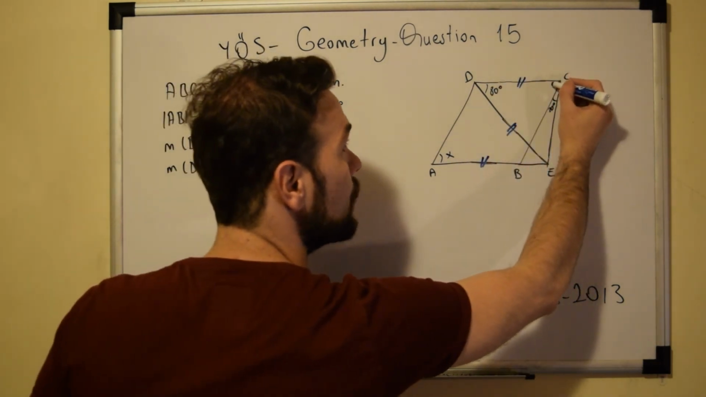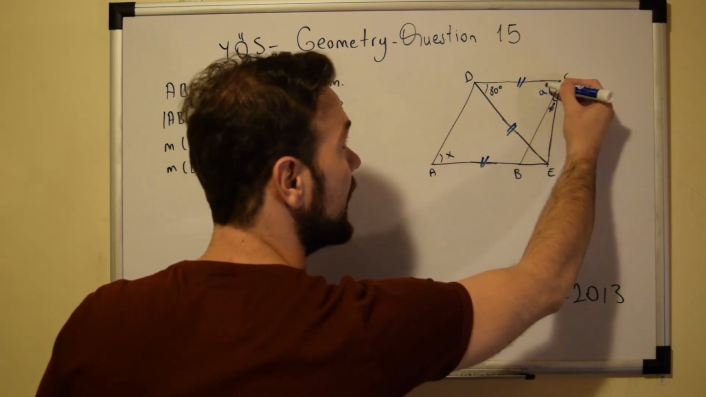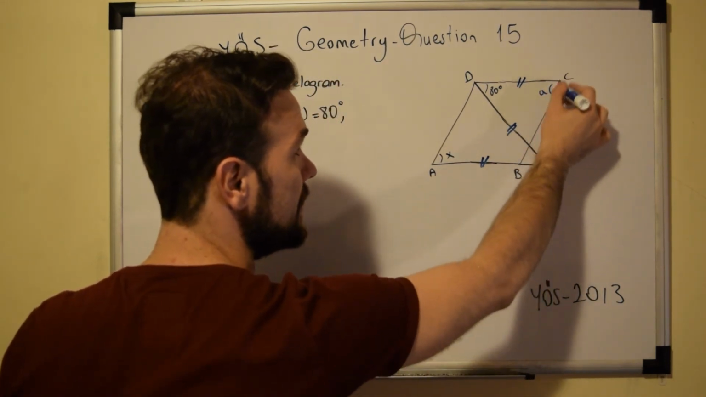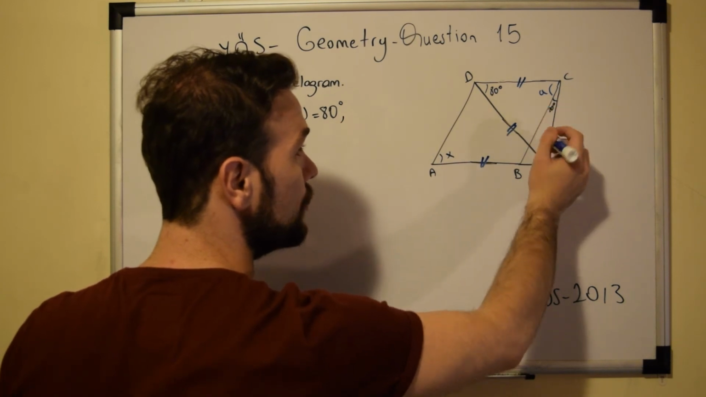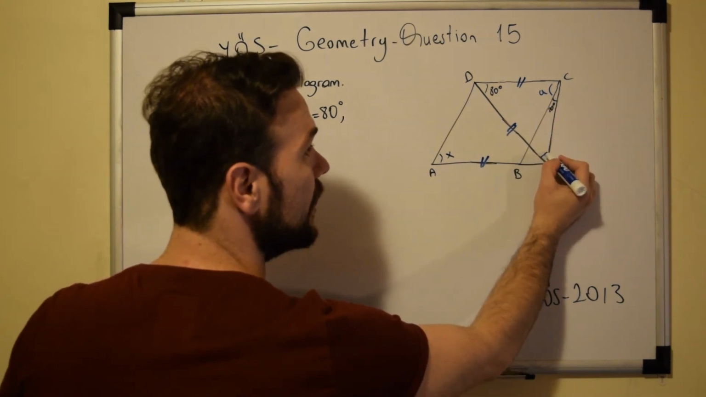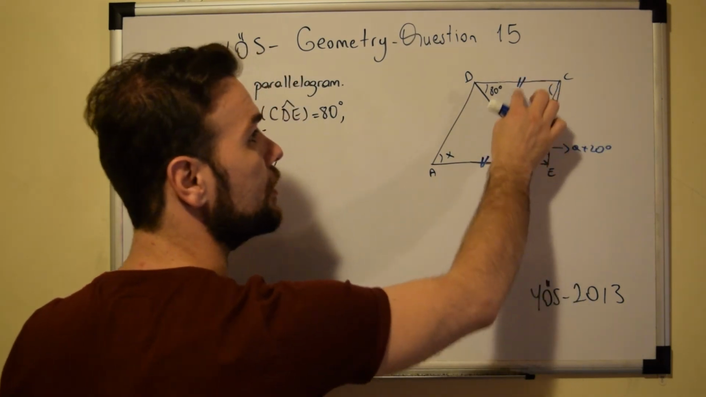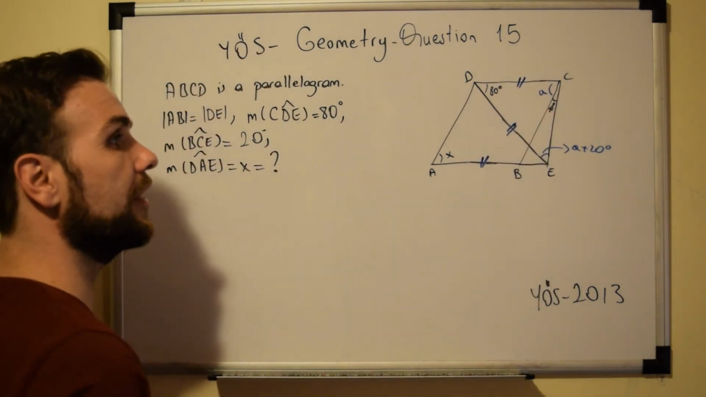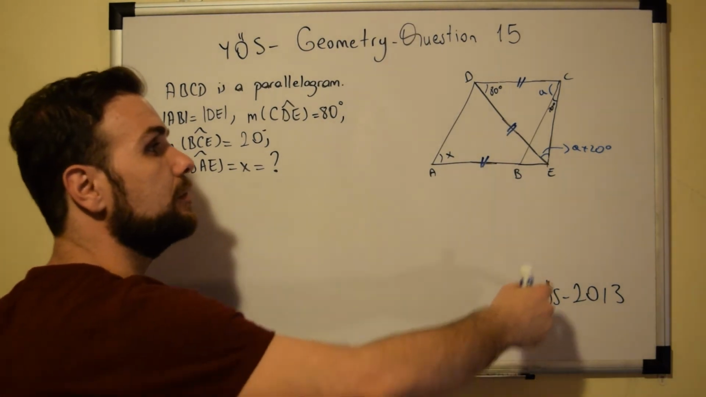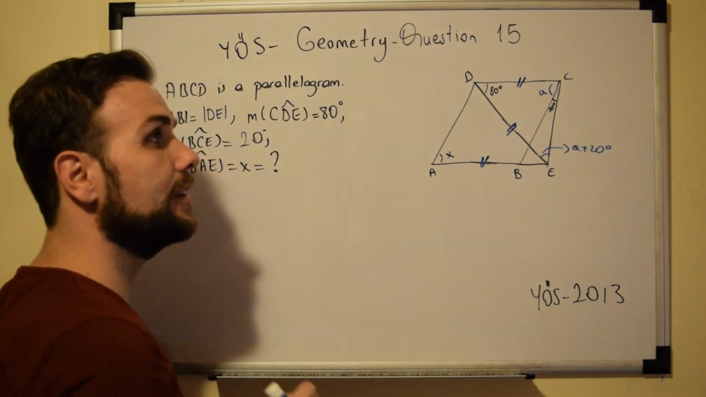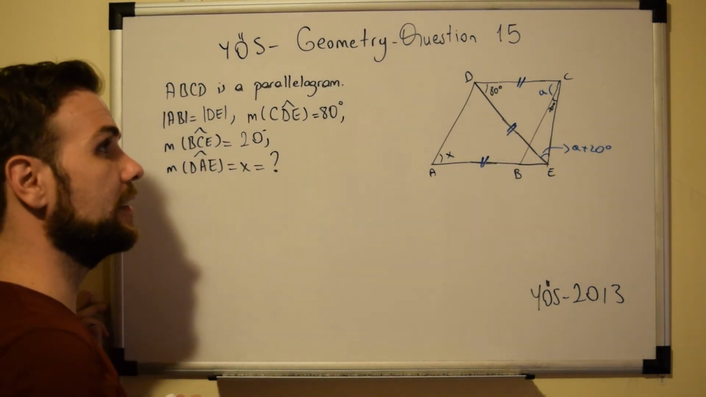So in this case, I will call this angle A. If this angle is A, and we have angle BCE, which is equal to 20, it means that this angle will be equal to A plus 20. Why? Because the two sides are equal to each other. Now we just have to sum them and equalize them to 180 degrees, which is the sum of the interior angles of a triangle.